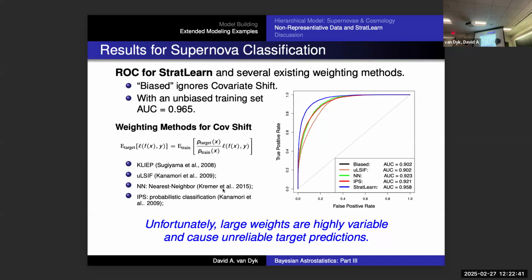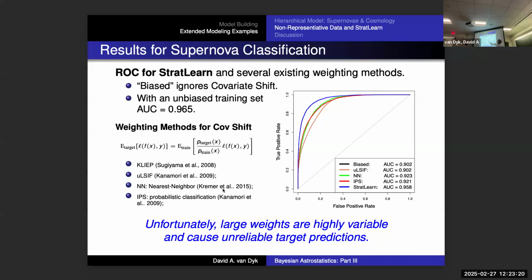For this particular problem, because it's based on a simulation, I can use an unbiased training set, so I can just remove the bias. That's the gold standard. It's impossible to actually do, because in the real problem you don't know. But you get an area of 0.965 under the ROC curve. If you just ignore the problem and pretend there's no bias, you get an area of 0.9. So that's the range of possibilities. Not perfect classification: the best we could hope for is an area of 0.965, and the worst we would ever imagine is just ignoring the problem.